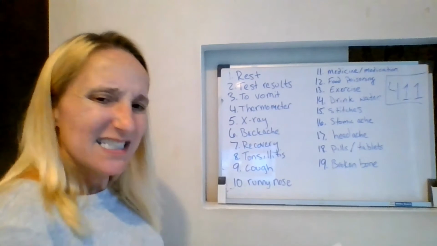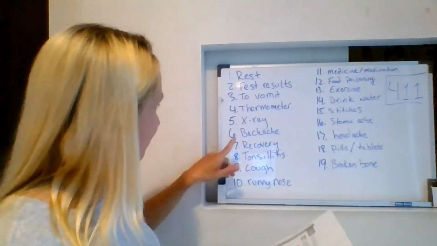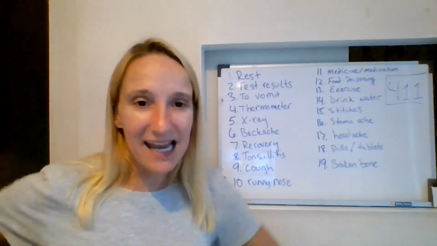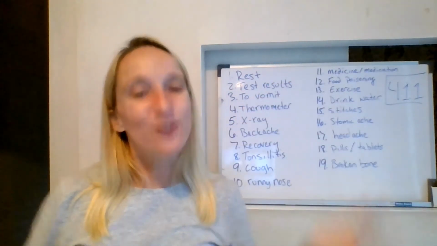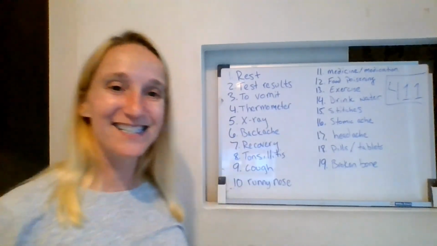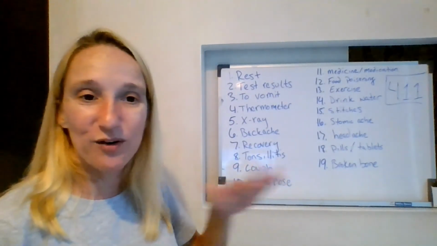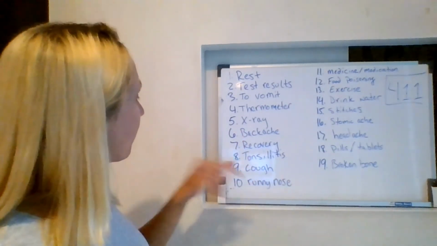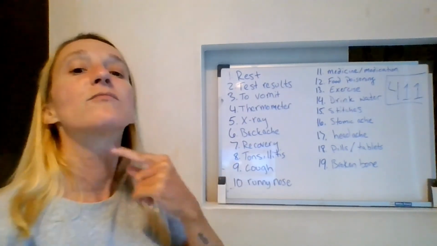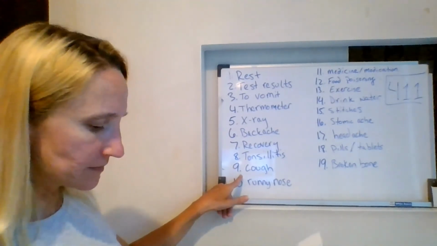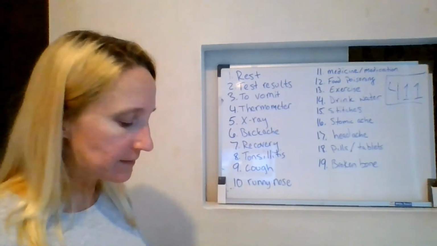Number 6, backache. Back. Number 7, recovery. Oh, look, he had crutches, but now he put them up because he no longer needs the crutches. So he's recovered. He can walk again. Yes, he's fully recovered. No more crutches. So recovery. 8, up the back of the throat. Tonsillitis. It's in the back of your throat. Way back there. 9, cough. You can see him coughing.